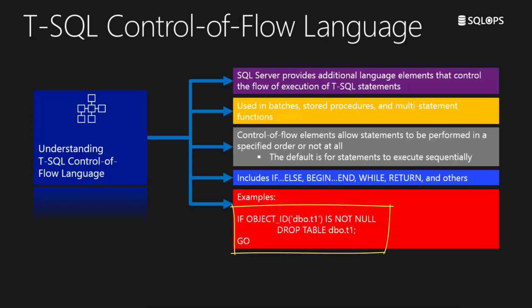In this query that you see here, we are looking to see if there is an object called T1 under the dbo schema. When you execute this query, SQL Server will first check for that object and determine if the predicate in the if statement is true or false. If the predicate evaluates to true, then the drop statement is executed, and if it is false, then nothing is executed. Let's take a closer look at the if-else structure.